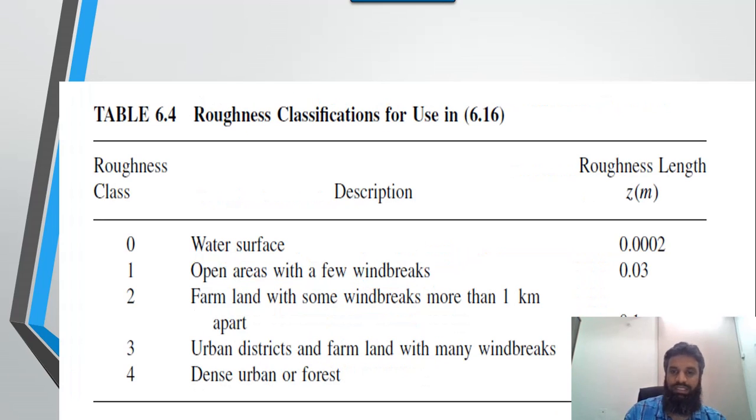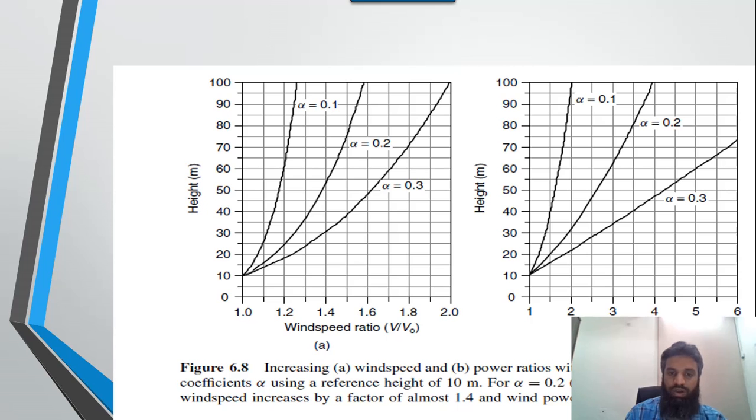The second is the Z, or the reference for the Z, the roughness length. At the water surface it is 0.002. If it is an open area, then it is 0.03. If there is a farm, then it is 0.4. If urban district, then it is 0.4. And if there is a dense urban area or forest, then it is 1.6. So this will create a difference in the output.